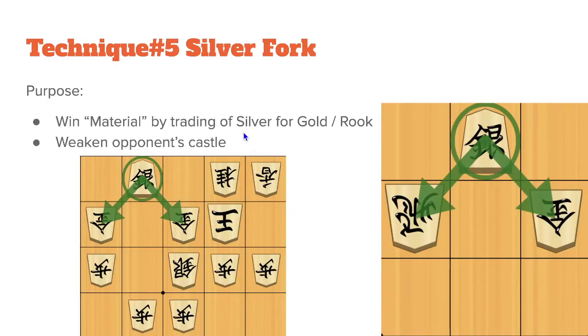And the fifth technique is silver fork. The purpose of this technique is to win material by trading a silver for a gold or rook and weaken the opponent's castle. Notice how this silver can take either of the pieces. Also notice how this silver can take either of the golds and weaken the castle.